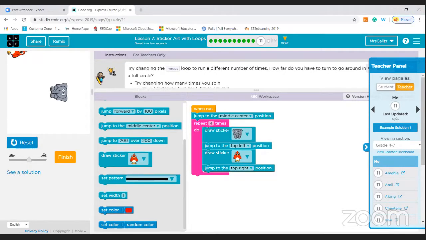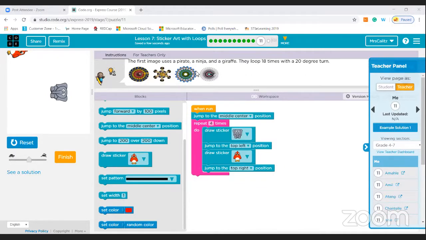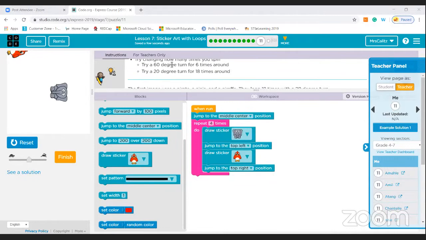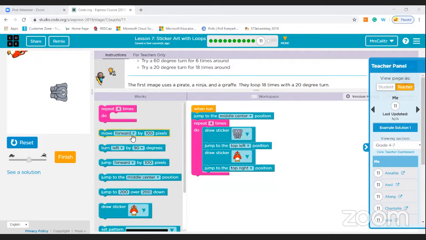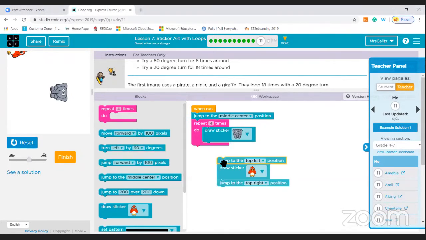Okay, I see Amu's hand is up. Amu, are you going to help me? Ma'am, yes. Try scrolling down from the instructions. I think there's something. There is. Try changing how many times you spin. Try a 60-degree turn for 6 times or a 20-degree turn for 18 times around. So that's very good, Amu, to ask me that question. But now, where do I set the degrees? On what instruction? Is it maybe this one? Maybe. Yes, ma'am. It's that one. You think so?